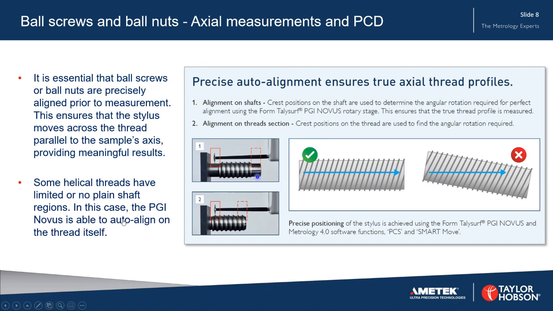There's 2 examples here. One shows where we're aligning on the plain shaft area. This is example 1. And in example 2, where there is no plain shaft area, we're measuring on the crest of the thread and finding those crest positions and rotating the part such that it is aligned as shown here.